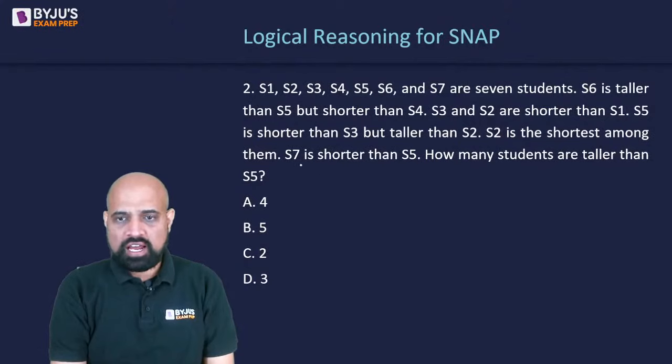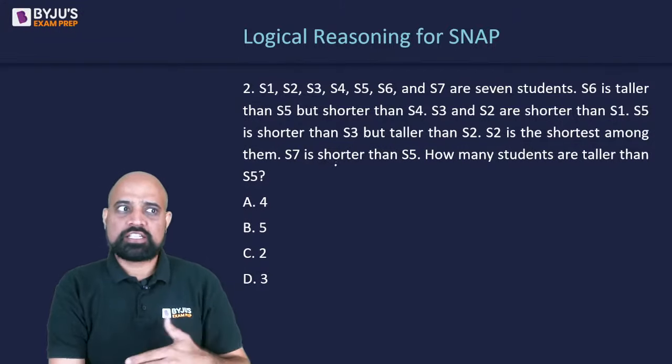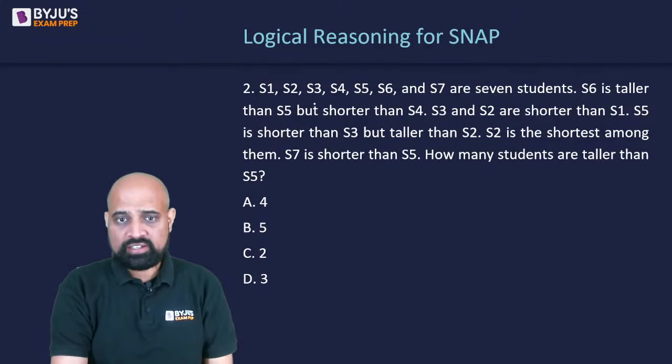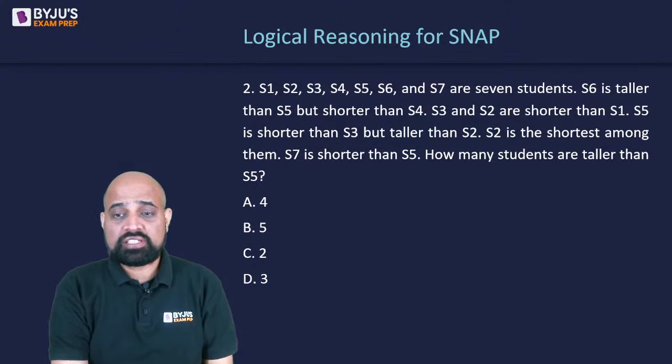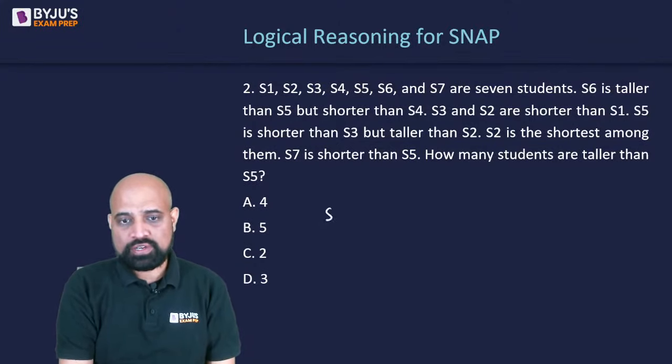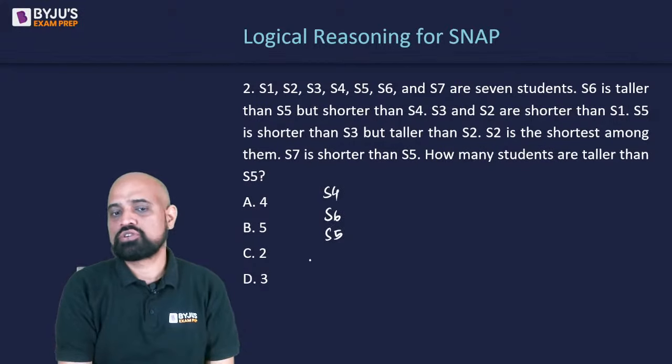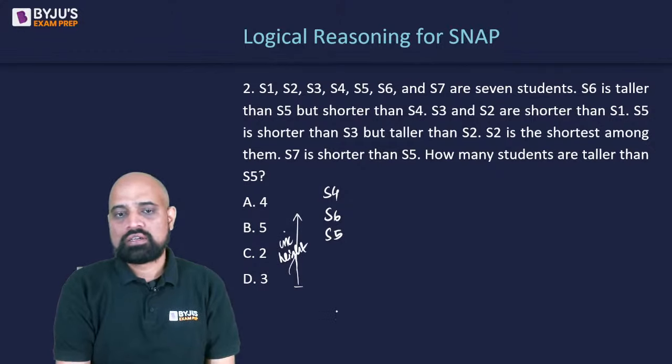Okay. Another question, same, rank based. Not exactly are we going to write down the ranks, but it's more about the hierarchy, right? S1 to S7 are 7 students. S6 is taller than S5 but shorter than S4. So if I consider them in increasing height, this is how I will be writing. S3 and S2 are shorter than S1. So we have S1 and then S2 and S3 are shorter. We don't know where S2 and S3 will lie.